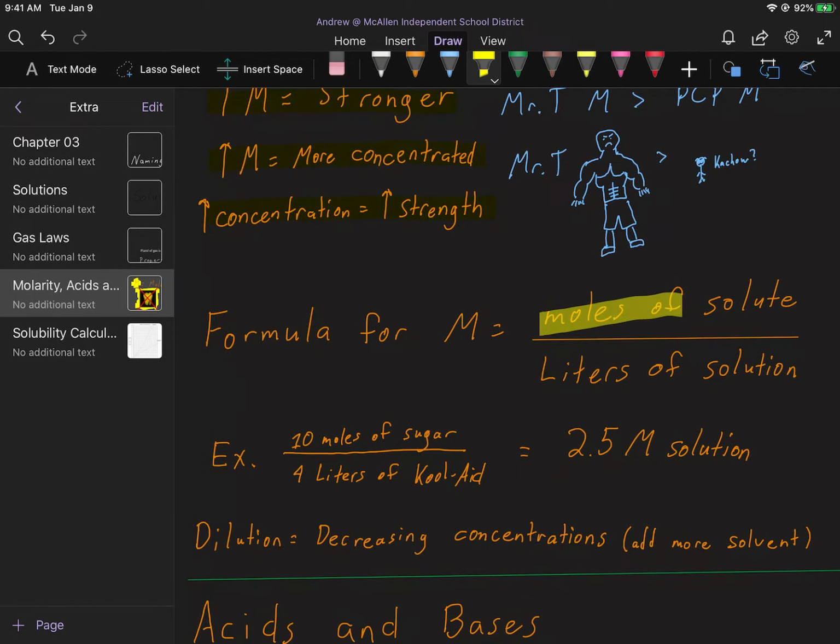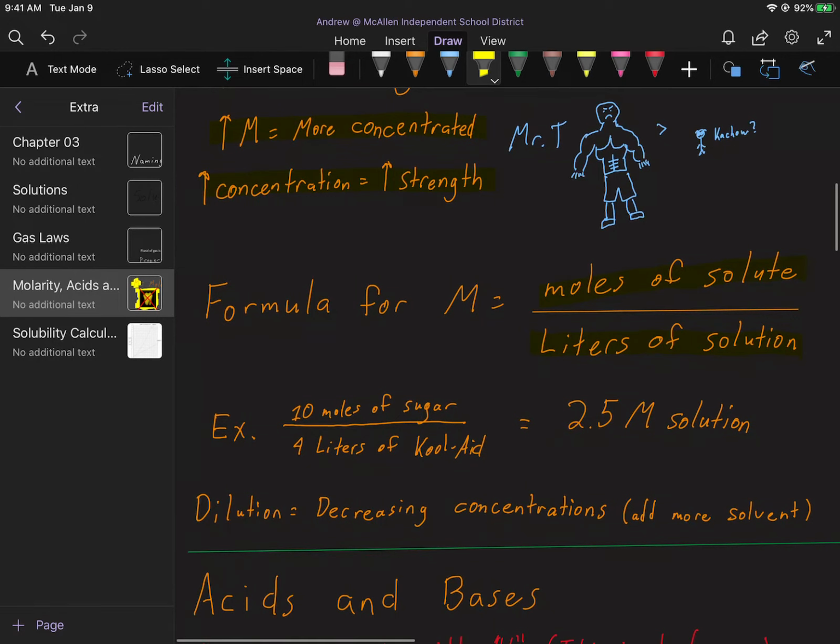Now your formula for molarity. It's moles of solute divided by liters of solution. And then here we have the example. We have 10 moles of sugar and 4 liters of Kool-Aid drink. That means that Kool-Aid has a molarity of 2.5. 2.5 molarity.